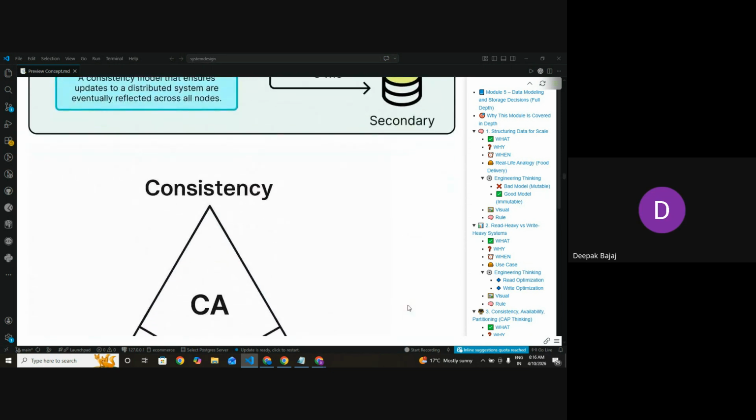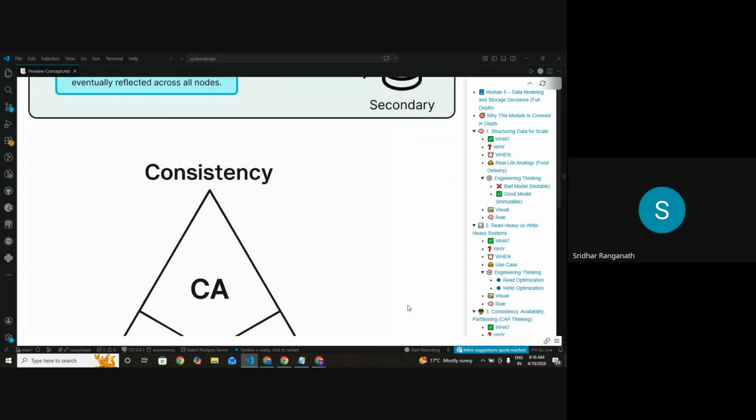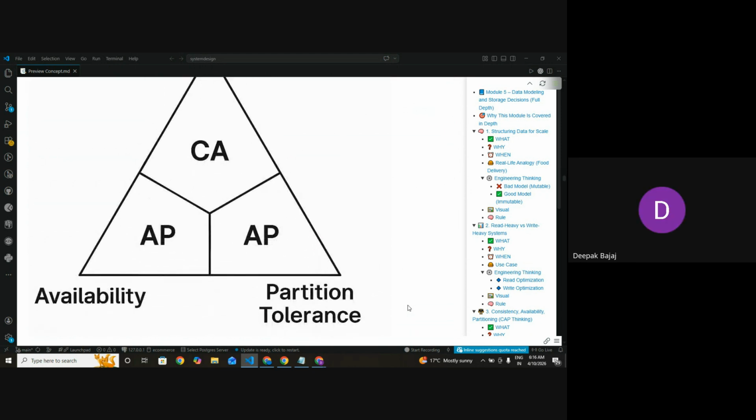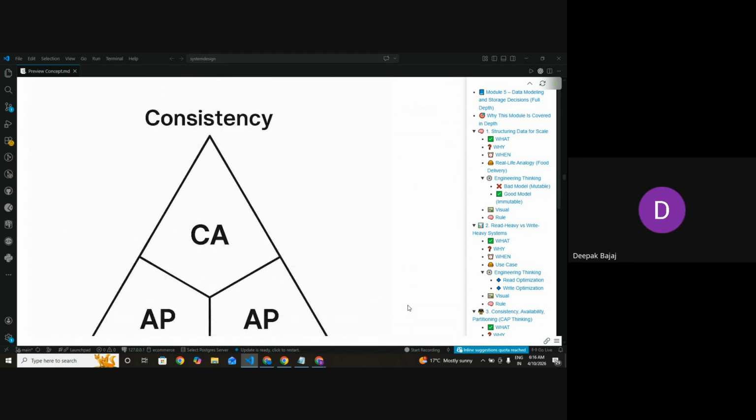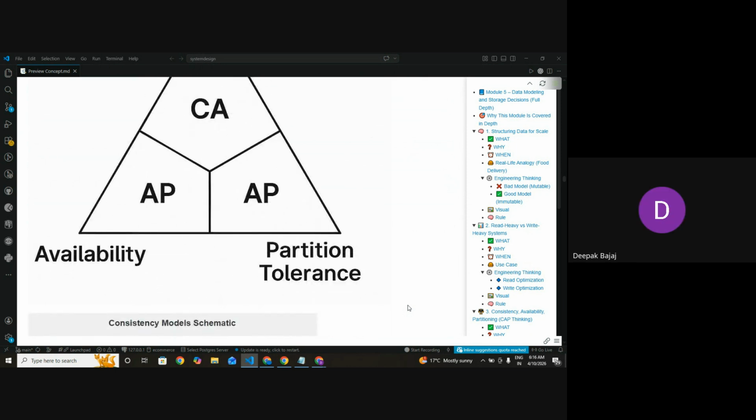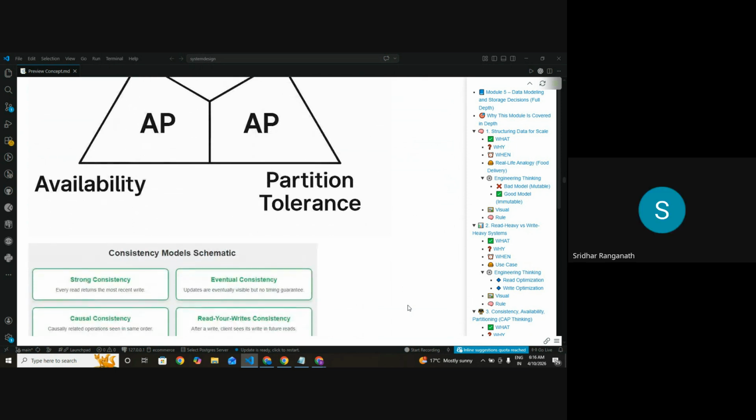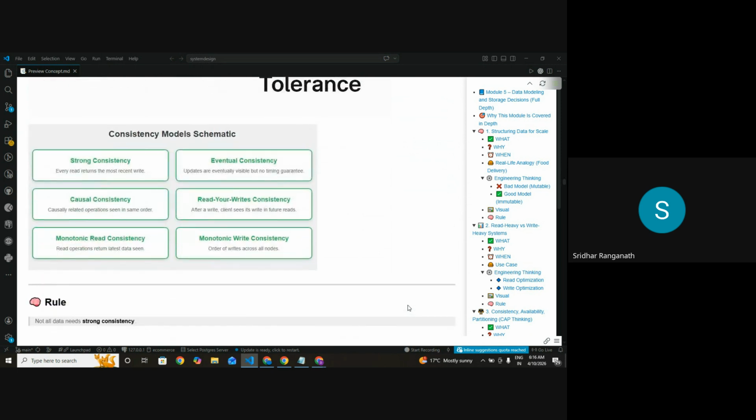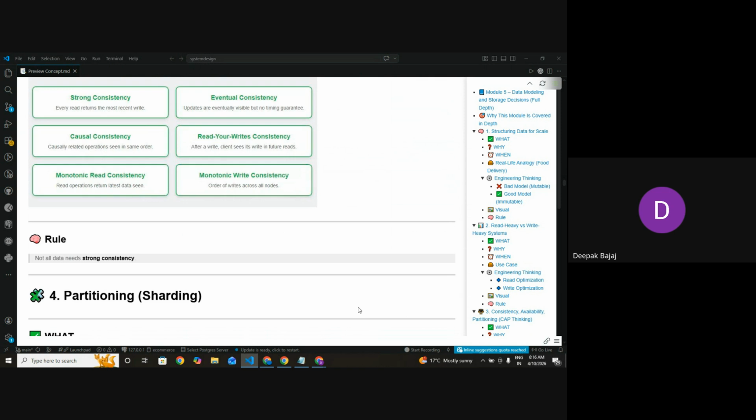So these are a lot of things. Yes, a lot of things are there. But you need to go step by step, and you need to go with a plan. So rule: not all data needs strong consistency.